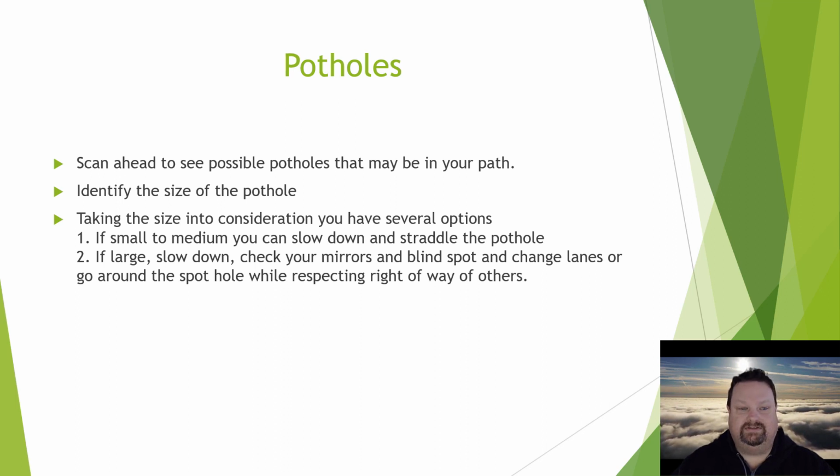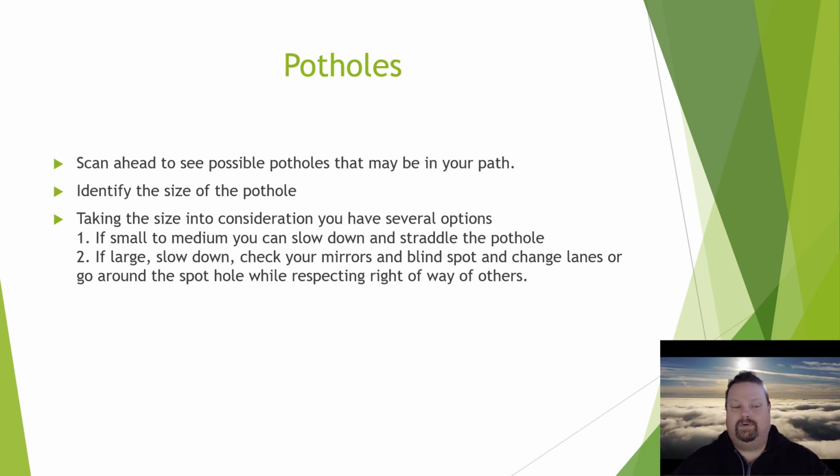We want to identify the size of the pothole, just so that way we can decide how we're going to deal with it. All right, so taking the size into consideration, you have several options. One, if it's a small to medium one, you can slow down and straddle the pothole. So what does straddle mean? Straddle means basically that as you approach the pothole, you're going to take your vehicle and you're going to have that pothole go in between your two front tires, so it goes directly down the middle underneath your car, and your tire is not going into the pothole. So basically, all four of your tires avoid it by simply straddling it. That means you're going directly over it, down the middle of your car, and not with your tires.